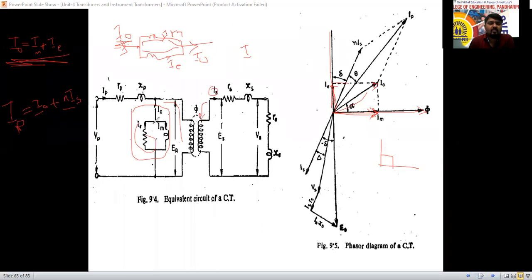So that angle we are going to consider is called alpha degree here. The flux to this one, that is called alpha.